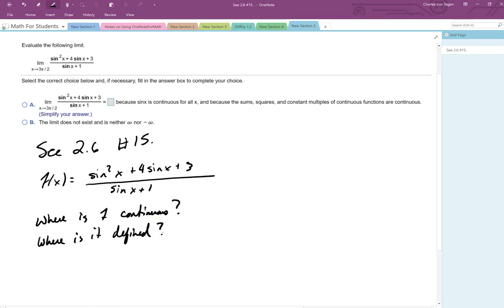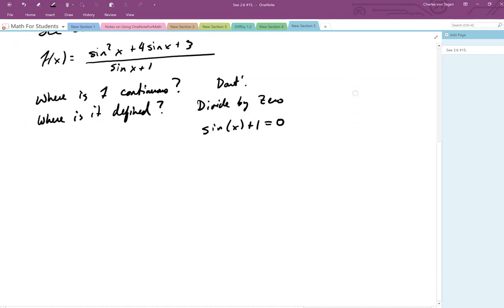Well, I'm doing some sine, some squaring, some multiplication, some addition. All those operations are just fine. The only problematic operation in this problem is division. So we need to make sure that you don't divide by 0. So when would you be dividing by 0? Well, you would be dividing by 0 if the expression sine of x plus 1 evaluated to be 0. That would happen when the sine of x evaluated to be negative 1.